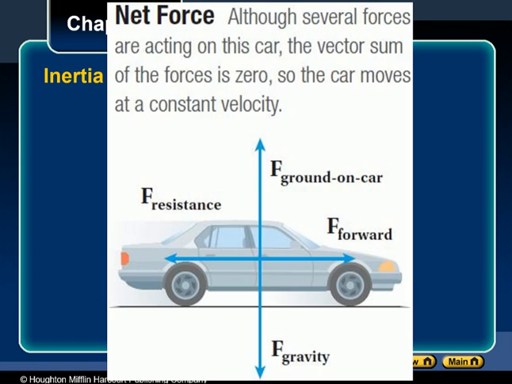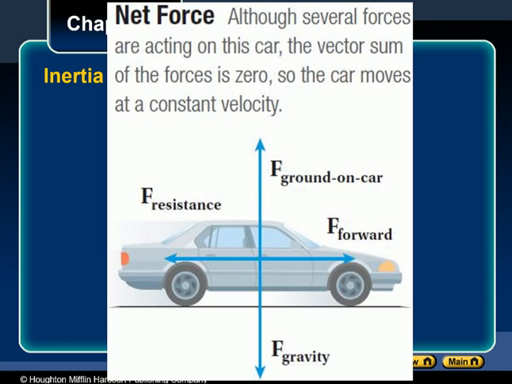The vector F gravity represents the downward gravitational force on the car, and the vector F ground on car represents the upward force that the road exerts on the car. To understand how a car under the influence of so many forces can maintain a constant velocity, you must understand the distinction between external force and net external force.